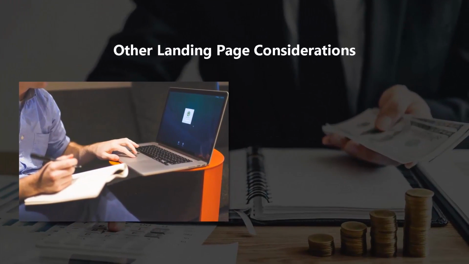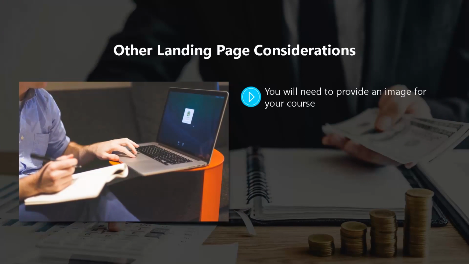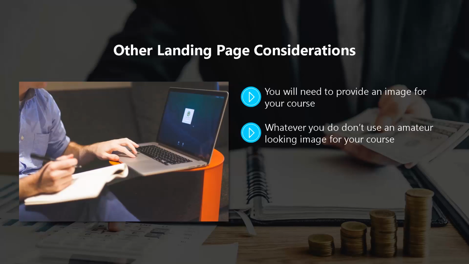Other landing page considerations. You will need to provide an image for your course. This is shown in the top left-hand corner of your landing page. If you're not good at graphic design, then use a freelancing website like Fiverr.com and spend a few bucks on having a great image created. Whatever you do, don't use an amateur-looking image for your course. It will drive people away in droves.